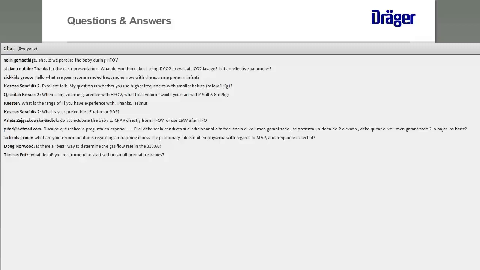So normally we try to use 1:3, 1:2 at the beginning, and the smaller the baby, the lower the inspiratory time. But if you have a very severe respiratory distress syndrome with a very severe disease in the lung, probably an obstruction of the lung, then you will have to move closer to 1:2 or even 1:1.5 or 1:1. And another question is, what is your preferred IE ratio? Okay, we have been talking about that.